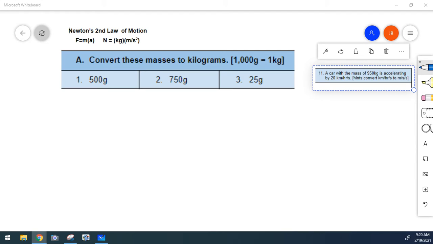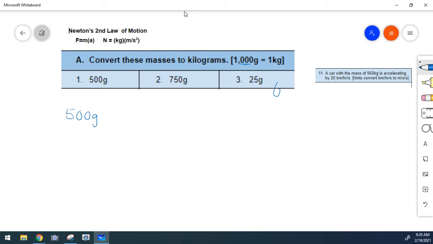Okay, so I want to talk just a second about how to convert things, because that's what you're going to need to do on the second worksheet for today that you were going to work on for homework. This one right here says convert these masses to kilograms, and remember that there's 1,000 grams in 1 kilogram. So you start with what you have, which is 500 grams, okay?